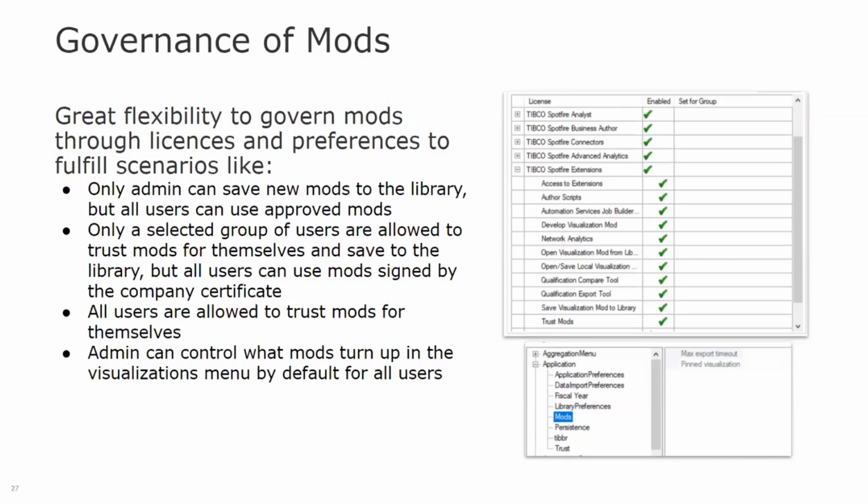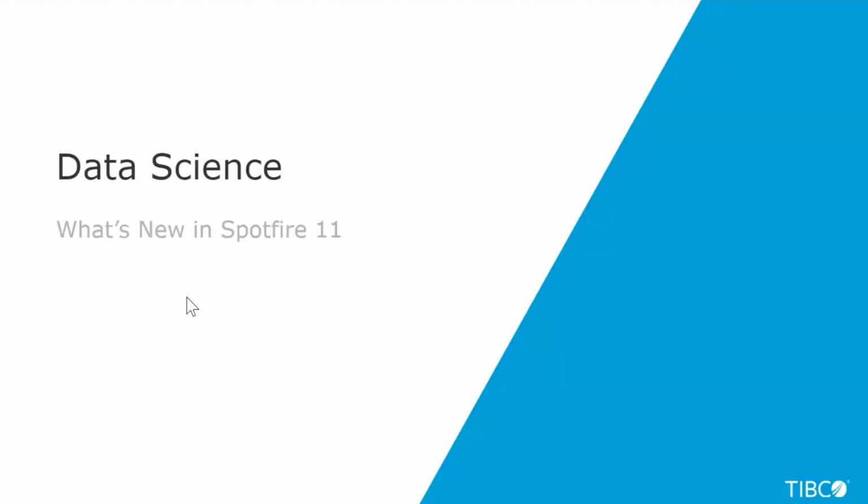Another scenario could be to have only a selected group of users being allowed to trust mods for themselves and save to the library, but all users can use mods signed by the company's certificate. Or you can have a more permissive scenario where all users are allowed to trust mods for themselves. Other scenarios are possible with different configurations of the licenses. And by using group level preferences, an admin can control what mods turn up in the visualization's flyout by default for all users.